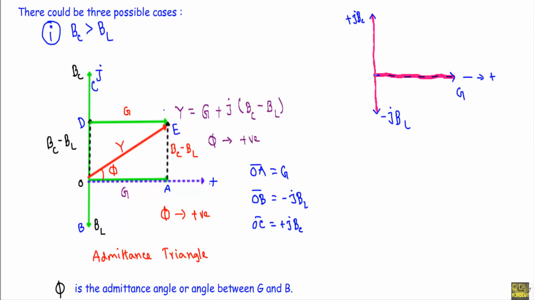Now see, at this point we have two vectors operating in opposite direction, therefore the resultant will be BC minus BL. As BC is greater than BL, therefore the resultant will be in this direction. Let's say this is plus J BC minus BL. Okay, from the neat sketch you will see I indicated that with OD.